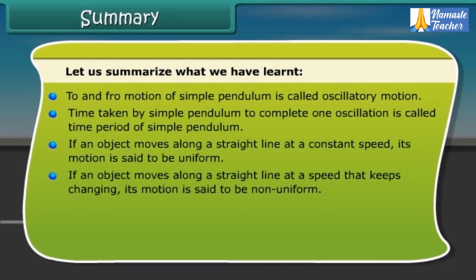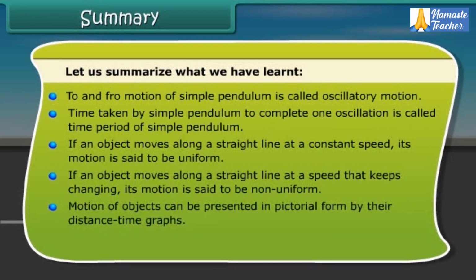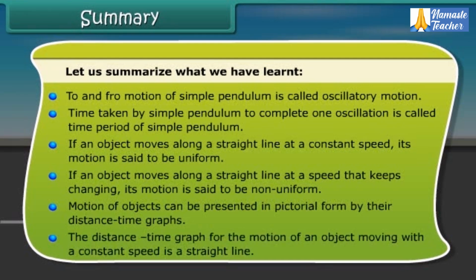If an object moves along a straight line at a speed that keeps changing, its motion is said to be non-uniform. Motion of objects can be presented in pictorial form by their distance-time graph. The distance-time graph for the motion of an object moving with constant speed is a straight line.